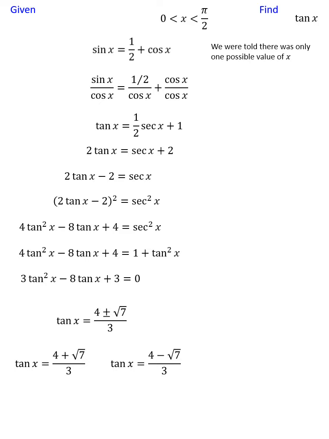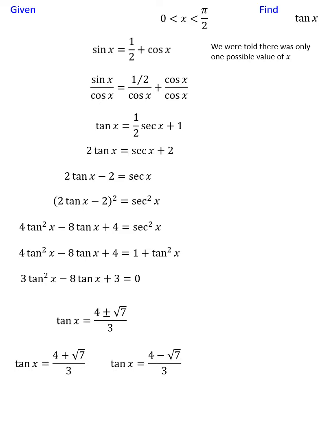So if there's only one possible value of x, there can only be one possible tangent of x. Tangent can't be two different things if there's only one possibility for x, which again we were told in this problem. Now, which raises an interesting question then. Which one of these answers is the one answer to this problem? We found two of them.